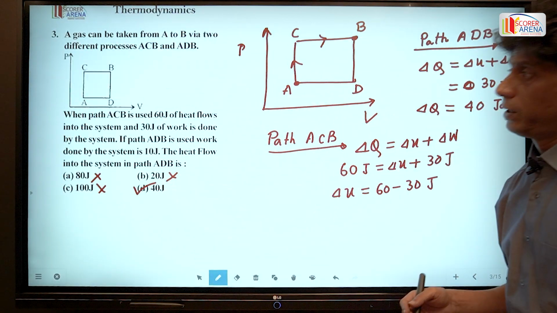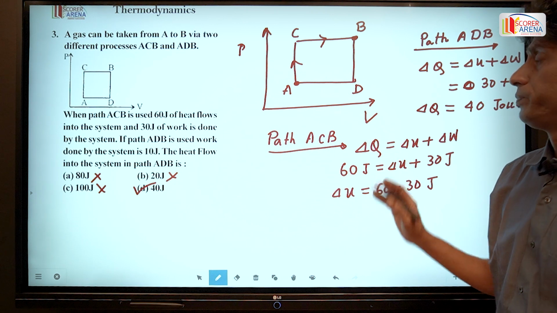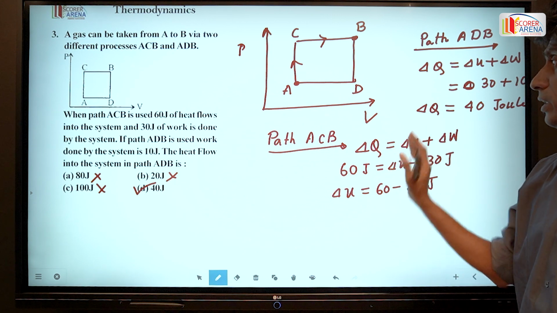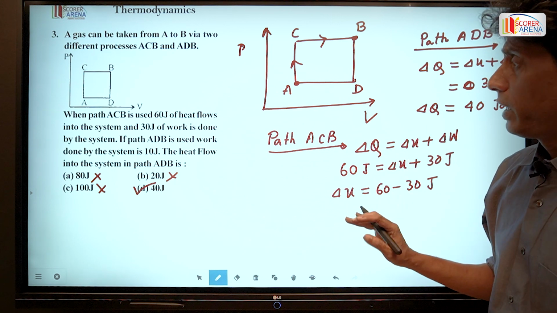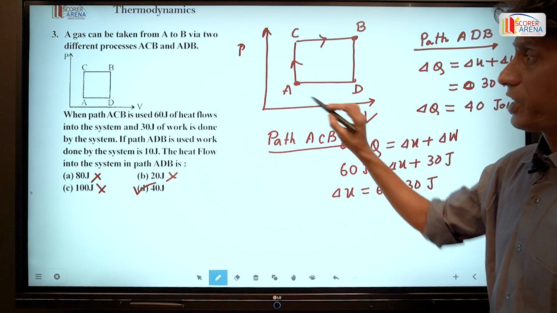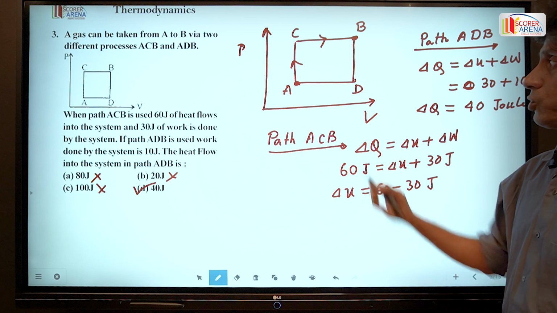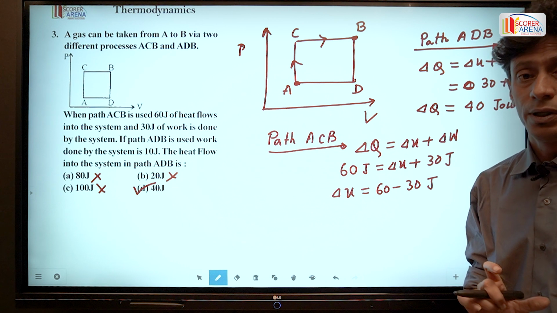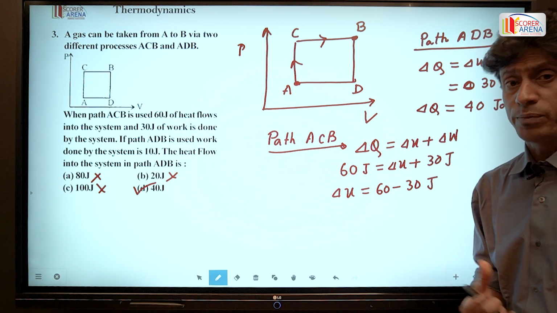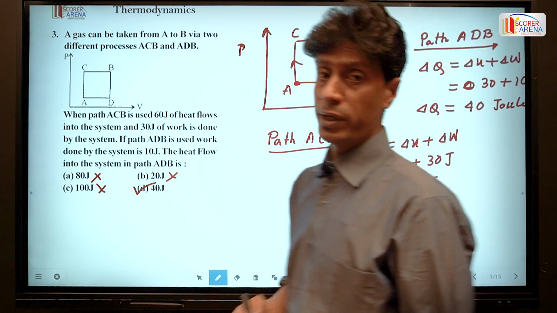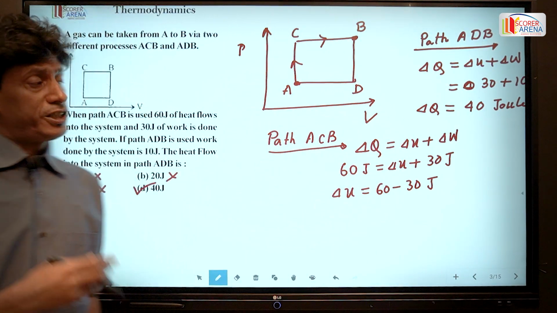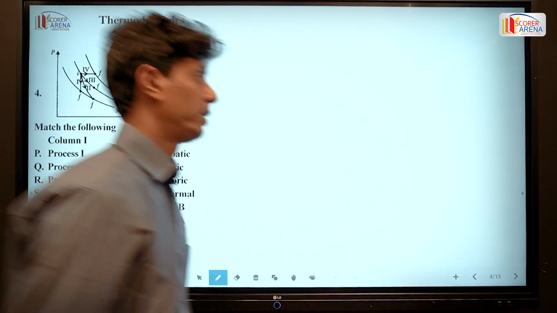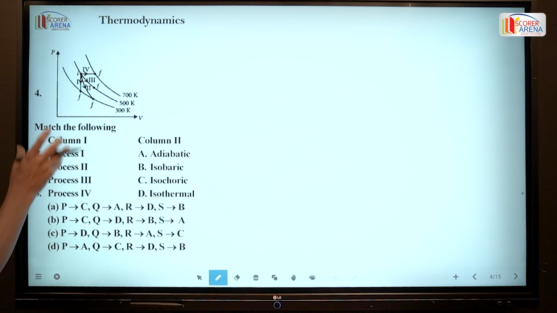I hope you understood the process and the problem solving method. In this method, just keep in mind that internal energy is a state function. It depends only on the two states. So in which path the thermodynamical changes take place is not important in the case of internal energy, but work done and heat supplied depend on the path. So our next problem in this class is based on graphs.